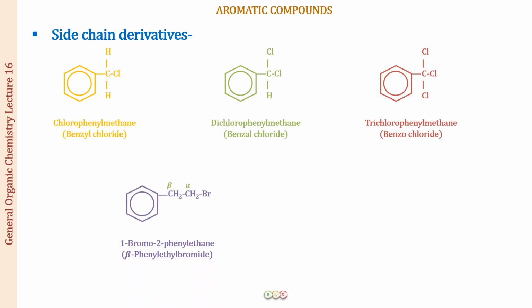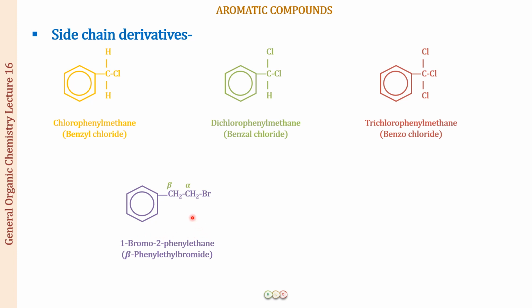Now the next structure, you can see again we have a bromine present in the side chain. So this is going to be the principal parent alkane for us. So carbon number 1, so that we can give bromine a lower number. So carbon number 1, carbon number 2. So we have 1-bromo-2-phenyl ethane.